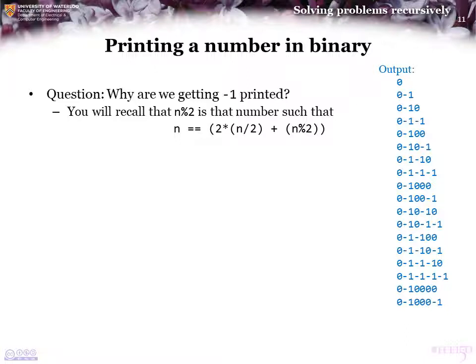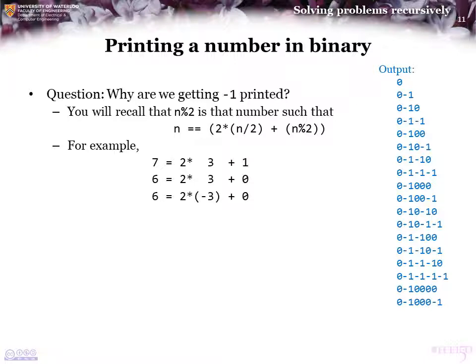So, for example, 7 divided by 2 in integer division is 3. But 7 is equal to 2 times 3 plus 1, and therefore the remainder, when we calculate 7 modulo 2, must be 1. 6 divided by 2 is 3, and 6 is equal to 2 times 3 plus 0. The remainder is consequently 0.